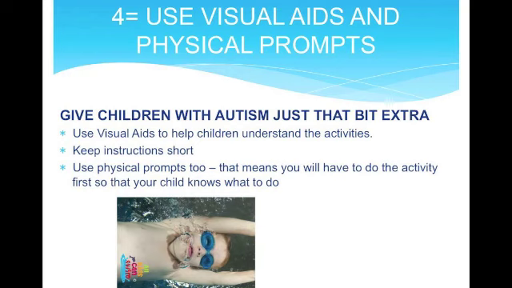Now, our fourth golden rule is the use of visual aids and physical prompts. Every swimming lesson for any child should use this to a certain extent, but children with autism really can do with that little bit extra.